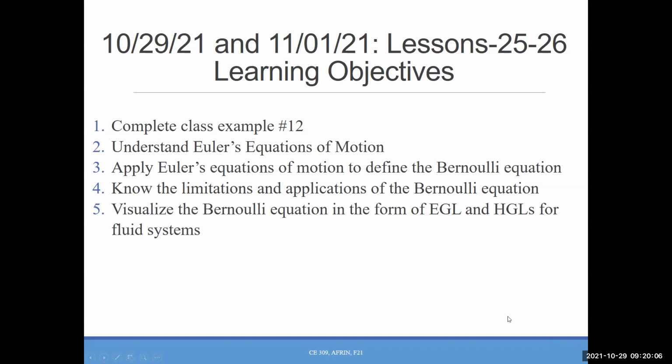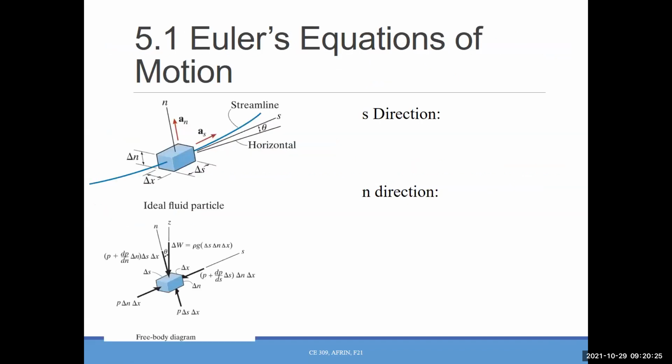Okay. Here. So these are the learning objectives for today and for next class. We already did the complete class example 12. Now we will start working on the energy conservation. Now, though we said we will start the energy conservation, we need to know some background, or some basis, for the energy conservation. So we will discuss Euler's equation of motion, and then we will discuss Bernoulli's equation.